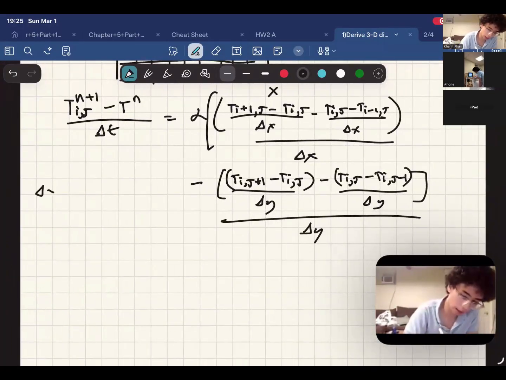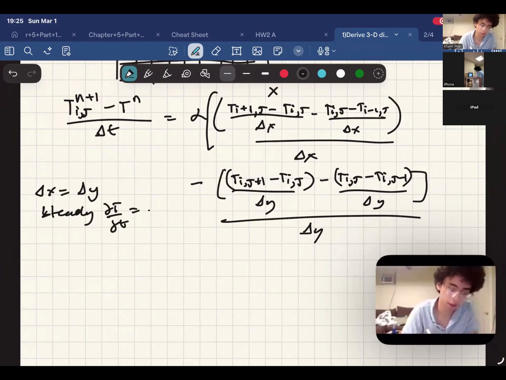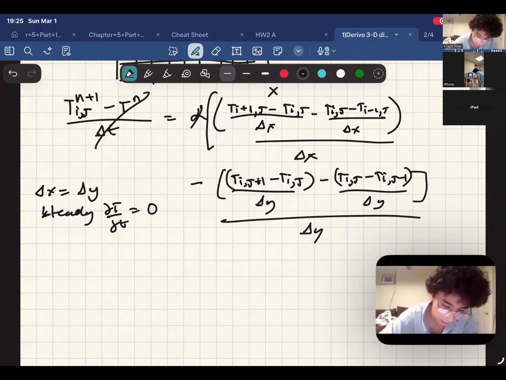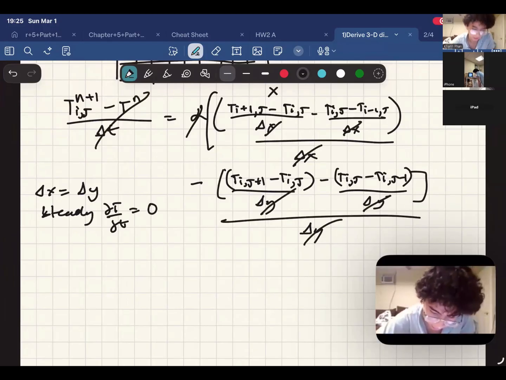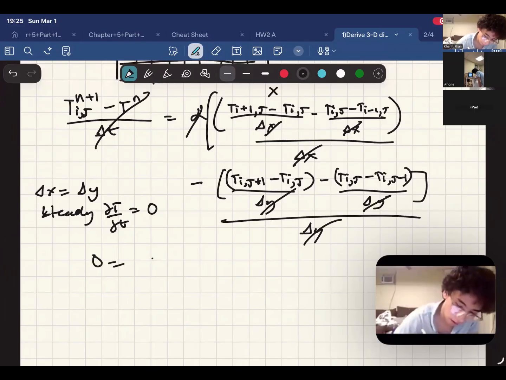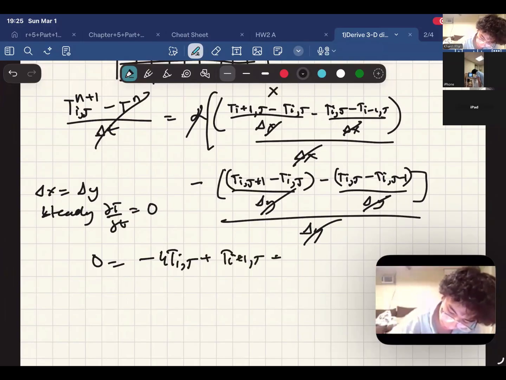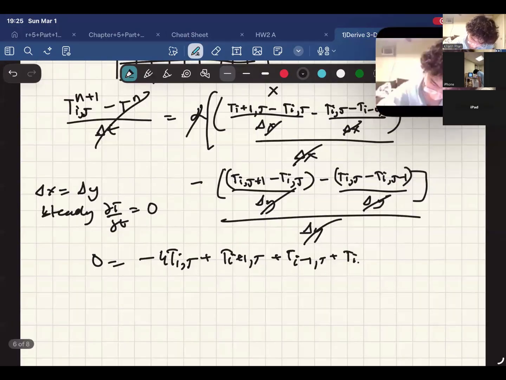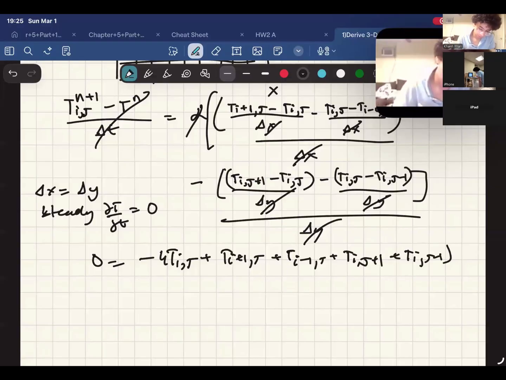Then we can make a couple of assumptions here. We assume that delta x is equal to delta y, and it's steady state, meaning the change in temperature with time is 0. So we cross out this, and this. So we only have this expression left: minus 4 T(i, j) plus T(i+1, j) plus T(i-1, j) plus T(i, j+1) plus T(i, j-1).